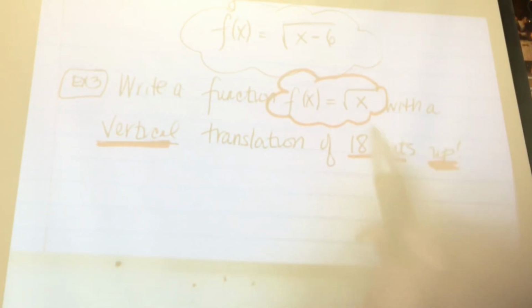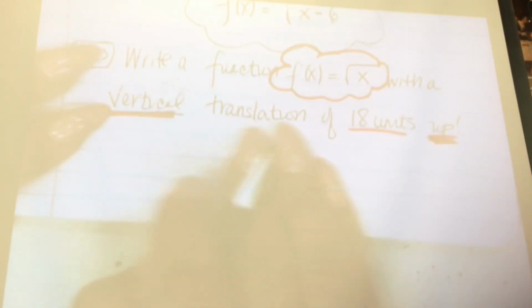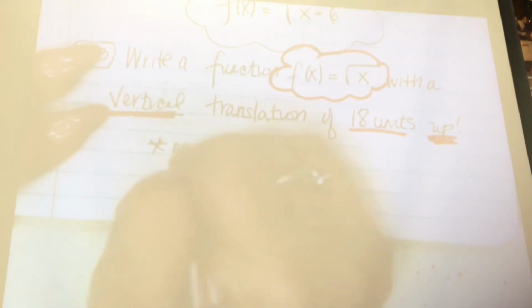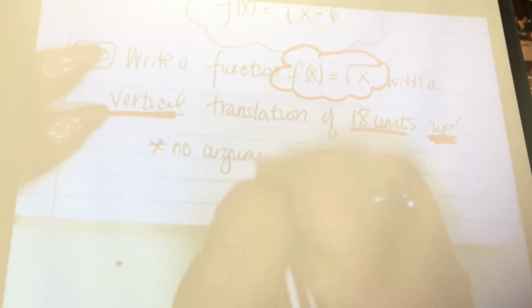Why is Miss Riad not highlighting the argument this time? Don't yell it out. How come she didn't highlight the argument this time? Jacob? Yes, the argument will not be changing. You're gonna leave that alone. You're not gonna highlight it this time because you do not need to. Okay? So, vertical translation, there is no argument change.